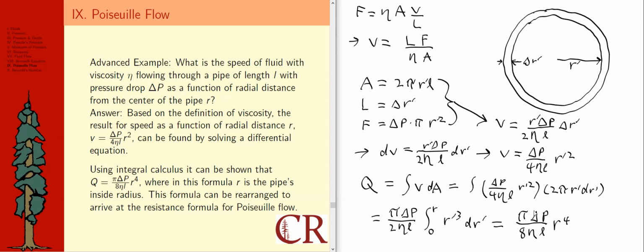And like I said, embedded in this expression, you can see the familiar parts of that resistance formula that is the main piece of information going into the Poiseuille model for laminar flow.